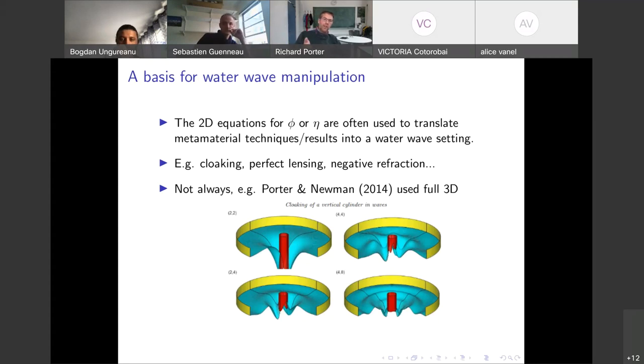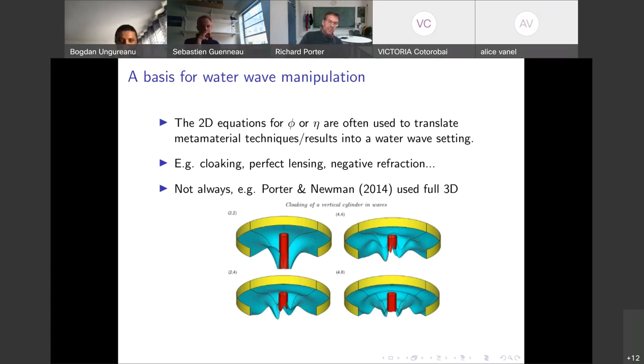So these are things like cloaking, perfect lensing, negative refraction, and all of these exotic things that you see associated with EM and acoustics. You can sort of map them straight onto a water wave setting by using one of these two descriptions that I've just described. It's not always the case that you have to do this. And when I started looking at these types of things, probably about 10 years ago, I was interested in cloaking. I was interested in cloaking a vertical cylinder extending through the depth using variable bathymetry. So that's using the shape of the bed of the fluid to somehow redirect the water waves around a circular cylinder.